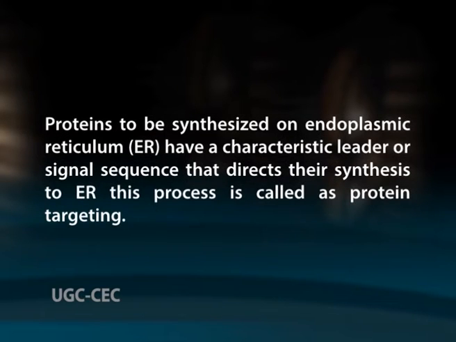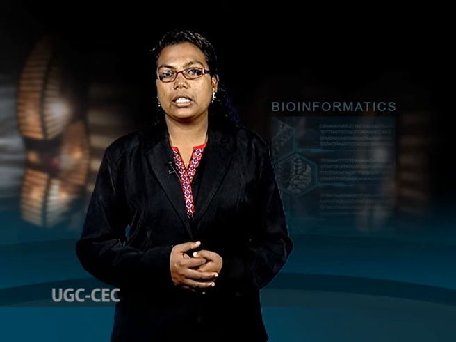Proteins to be synthesized on the endoplasmic reticulum have a characteristic leader or signal sequence that directs their synthesis to the ER. This process is called protein targeting. The signal sequence is present at the amino terminal end of the protein. It is usually about 20 amino acids in length.